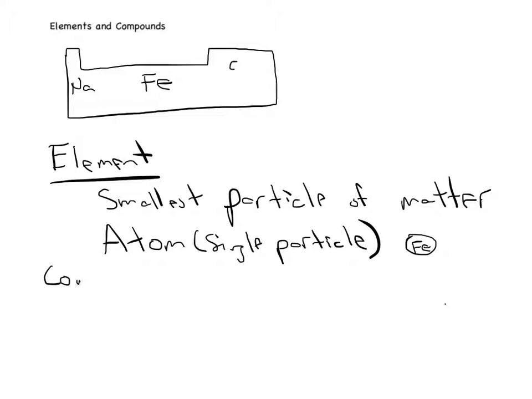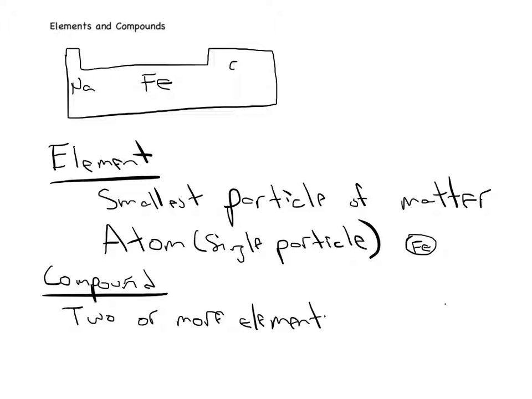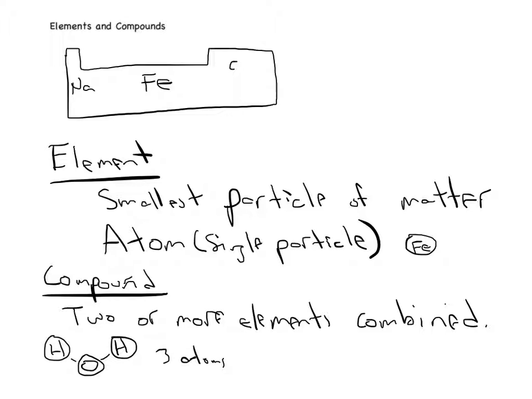Let's look at a compound. What is a compound? Well, a compound is two or more elements combined. When we think of a compound, one of the more common ones is water, right? You probably know that water is H2O. That means it's two H's attached to an O. So a water compound is made up of three atoms. Sodium chloride is an Na atom attached to a Cl atom. It has two atoms.